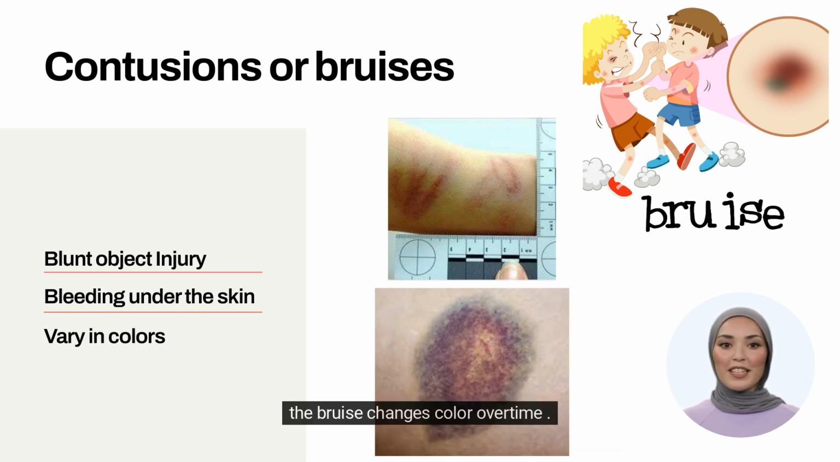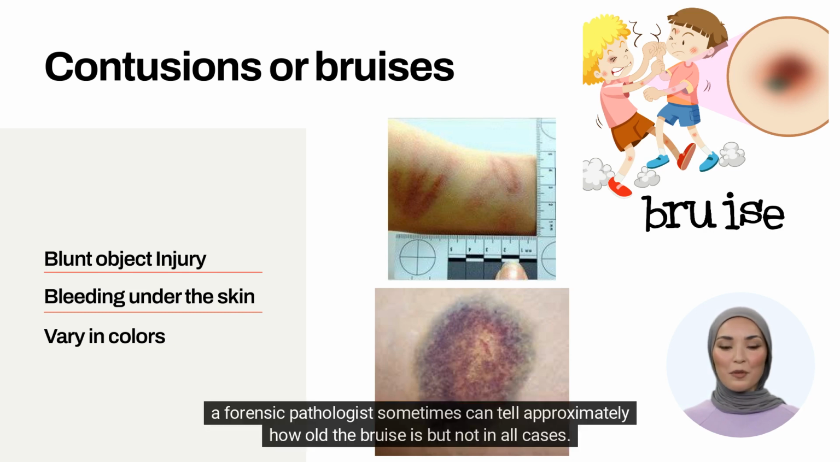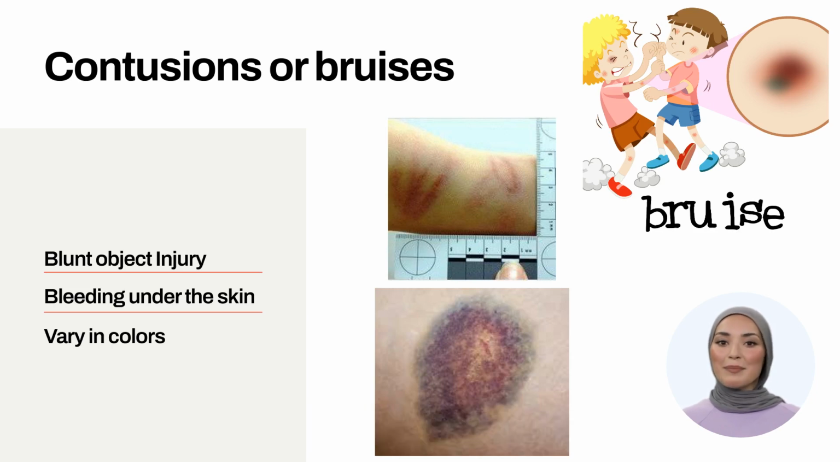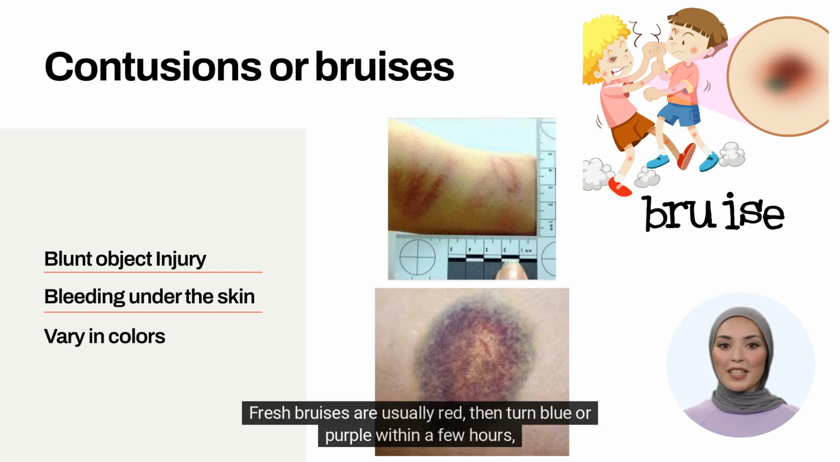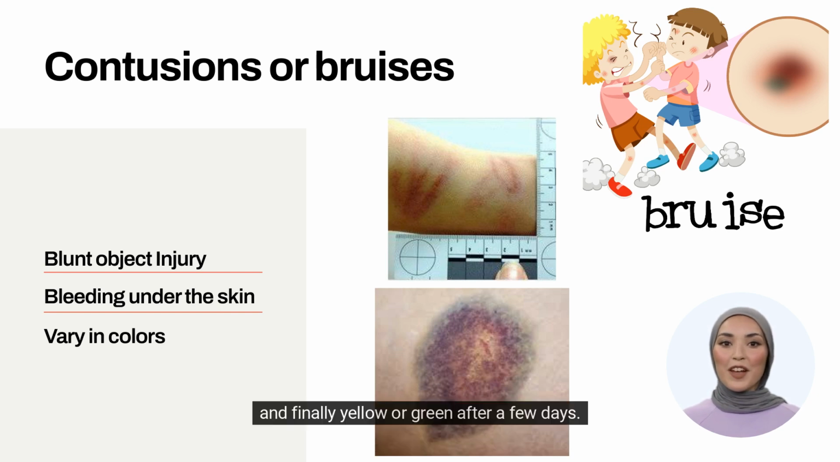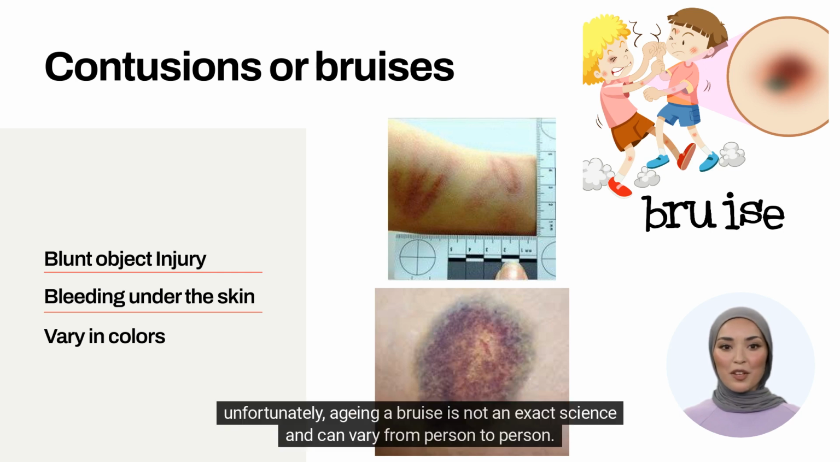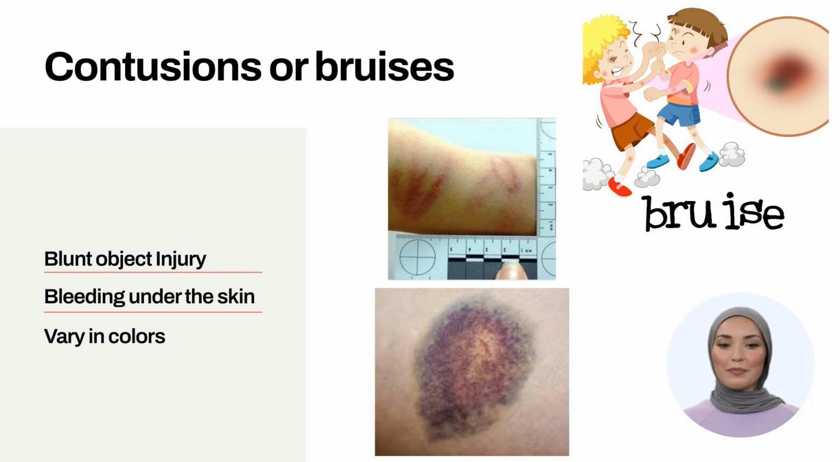The bruise changes color over time. A forensic pathologist sometimes can tell approximately how old the bruise is, but not in all cases. And many times the doctor can't tell. Fresh bruises are usually red, then turn blue or purple within a few hours, and finally yellow or green after a few days. Unfortunately, aging a bruise is not an exact science and can vary from person to person.